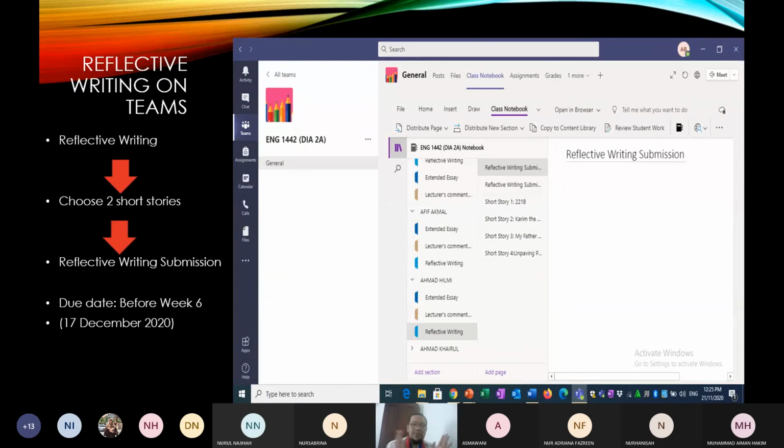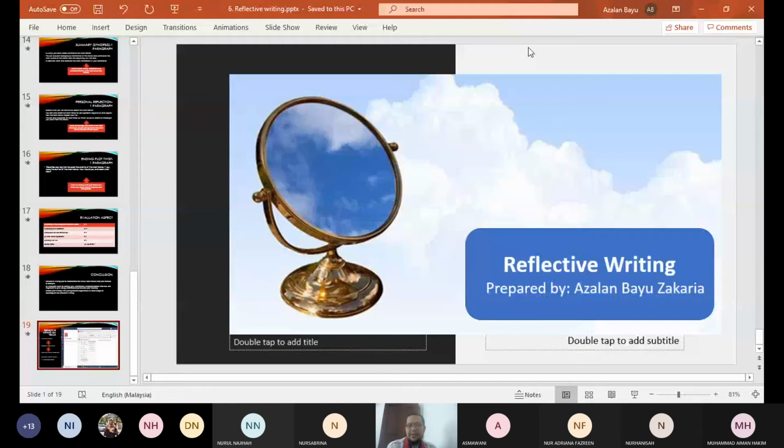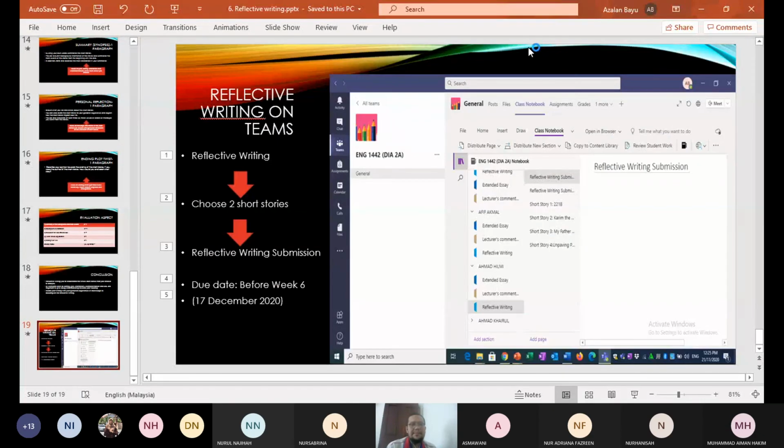Alright, ada soalan tak before I dismiss? I think hari ni I habis awal because malam kita habis macam 2 jam kan. So hari ni I akan habis early lah. So ada masa lagi kan sampai 1:30. Please you can start on your extended essay ataupun you can nak baca reflective writing short story pun boleh. So that's why kadang-kadang I bagi masa yang banyak untuk student siapkan dia punya online task.